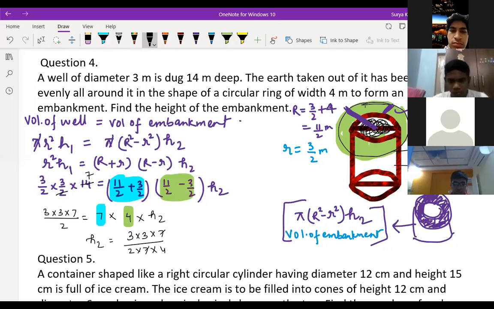7 cancelled. 9/8 is coming. And 9/8 is nothing but 1.125. Yes, 1.125 meters. So this is the height of the embankment, what you are getting. This is the height, that is 1.125 meters.